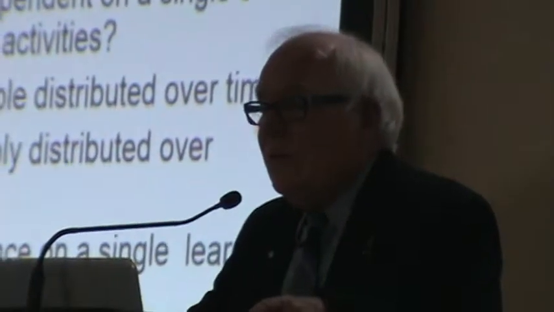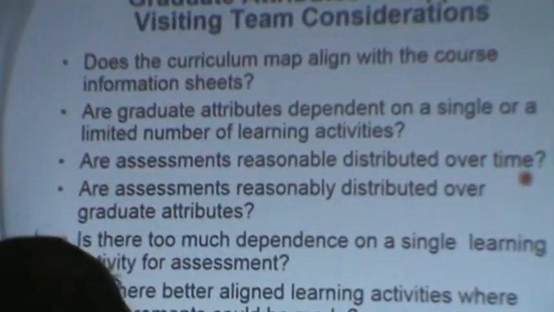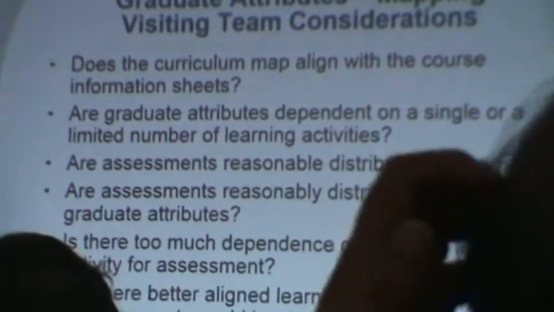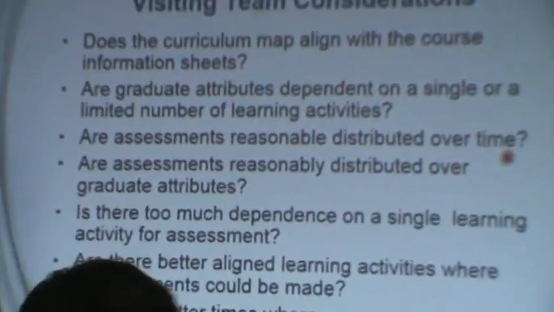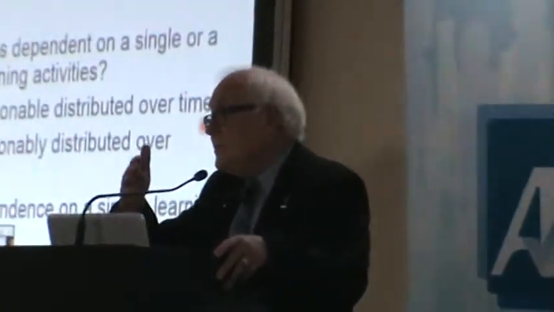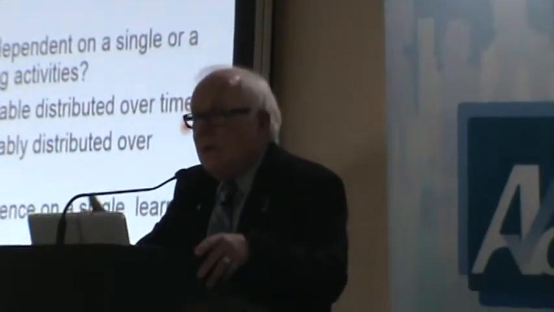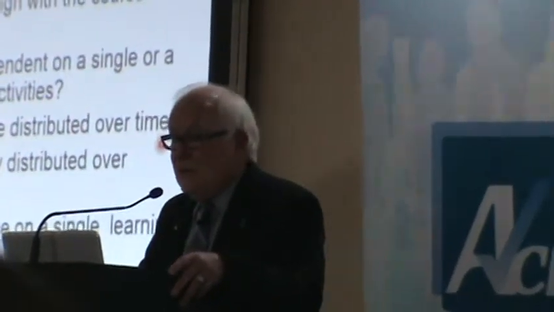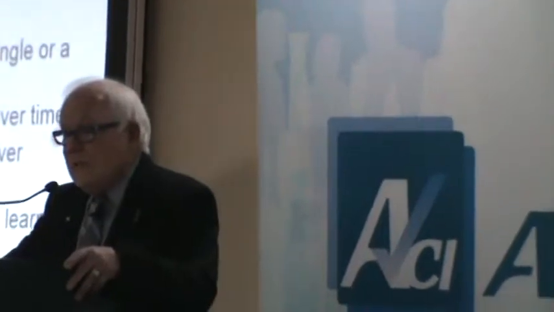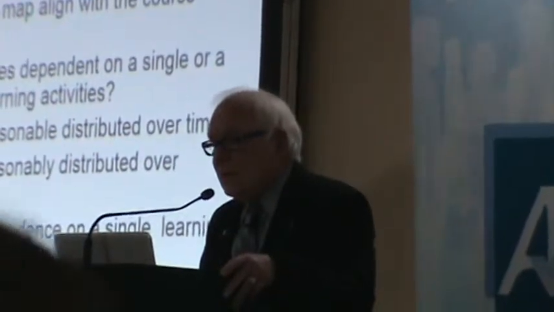So again, what does the visiting team look at? Again, this goes back to the guide. So the visiting team for mapping, for example, would ask themselves, does the curriculum map align with the course information sheets? Are the graduate attributes dependent on a single or a limited number of learning activities or courses? Are the assessments reasonably distributed over time? Are assessments reasonably distributed over graduate attributes? And on and on. I won't read them all, but this is a bit of a checklist. It's a guide, not really a checklist. It's not intended to be all-encompassing, this slide, but it provides you with an idea of what the program visitors are expected to take a look at.